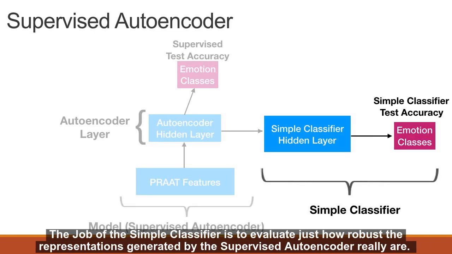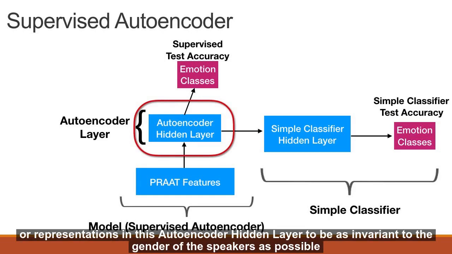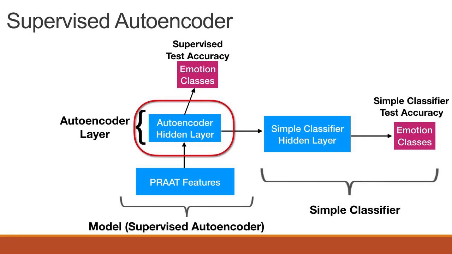The job of the simple classifier is to evaluate just how robust the representations generated by the Supervised autoencoder really are. The representations of the speech signals generated by the model come from its hidden layer. Our aim is to make the hidden activations or representations in this autoencoder hidden layer as invariant to the gender of the speakers as possible.